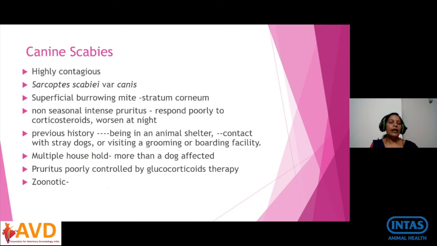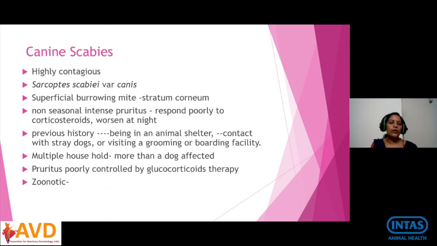Next comes canine scabies. Canine scabies, which is caused by Sarcoptes scabiei var. canis, is a highly contagious disease. It is a superficial burrowing mite that mainly occurs in the stratum corneum. It causes intense pruritus, and one of the indications is that it responds poorly to corticosteroids. If you give corticosteroids alone, it will not respond.